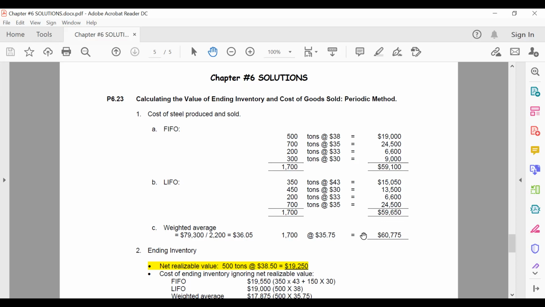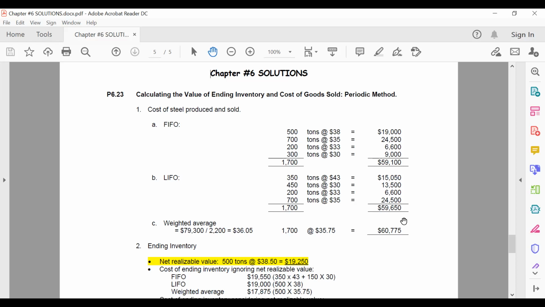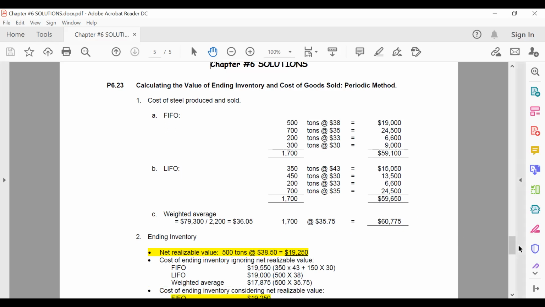If the prices had actually been declining consistently throughout the year, then FIFO would have given you the higher cost of goods sold. But given the spike at the end of the year, you actually had a larger cost of goods sold on the LIFO. To get the weighted average cost of goods sold, you take the total cost of the inventory, divide by the 2,200, and that gives you 35.75. Then you multiply that by 1,700. So my cost of goods sold there is 60,775.